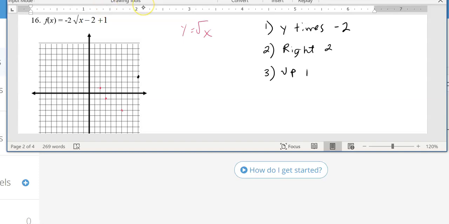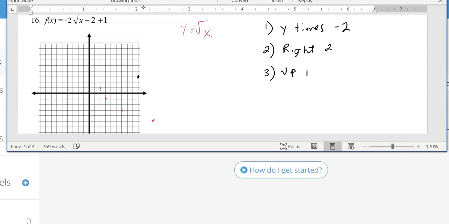And we've got one more. This is the point 9, 3, but multiplying the y by -2 turns it into 9, -6. Okay, there's 9, -6, right 2, up 1.